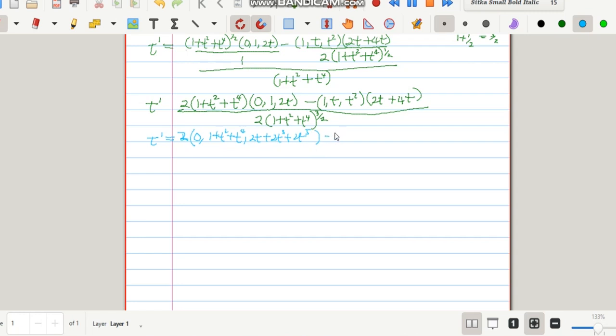Then at the left hand side, we have minus 2t multiplying 1 multiplying 2t, we have 2t, plus 1 multiplying 4t, we have 4t, comma, then t multiplying 2t, we have 2t raised to the power of 2, plus t multiplying 4t, we have 4t squared, comma, and then we have t squared multiplying 2t, we have 2t raised to the power of 3, plus t squared multiplying 4t, we have 4t raised to the power of 3.